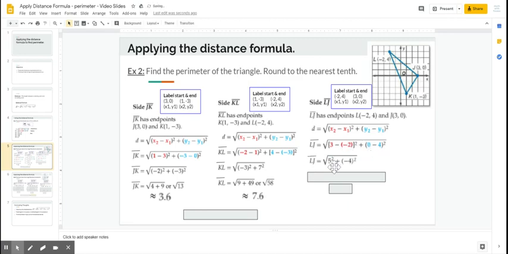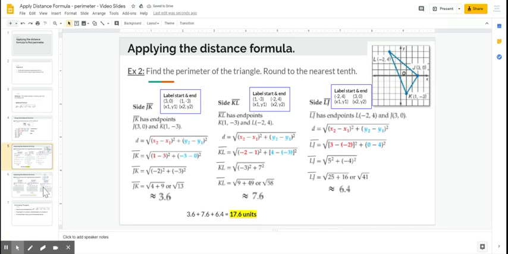So then you have 5 squared plus negative 4 squared. So 5 squared is 25, negative 4 squared is 16. Add them together, you get 41. So the square root of 41 is about 6.4. So now you just add those three together and you end up getting 17.6 units.